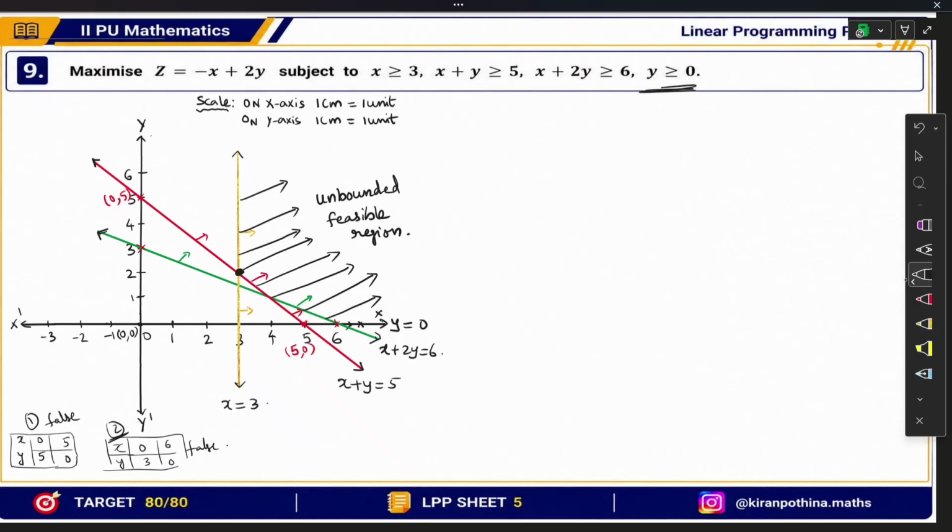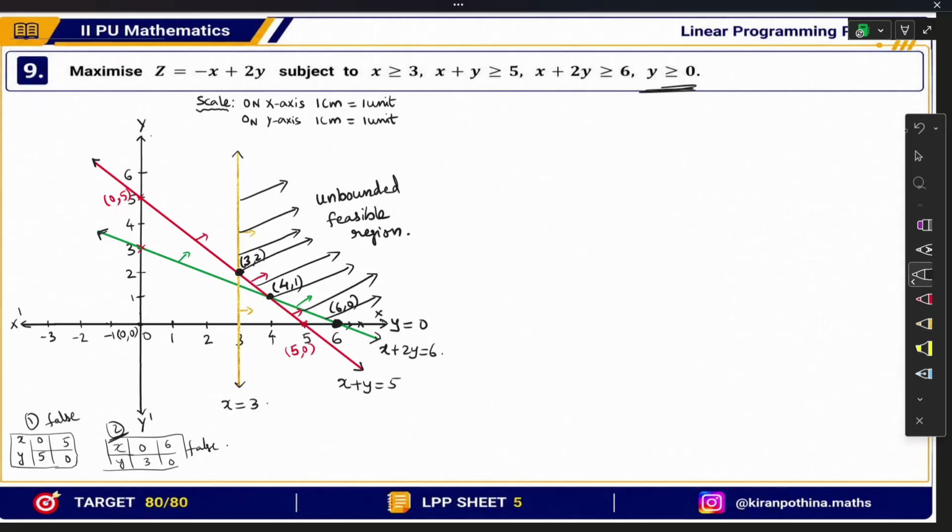So this is one point, this is another corner point, and this is another corner point. If you observe, we got three corner points, and I will mention those. What is this point? This point is 3 comma 2. What about this one? This is 4 comma 1. And what about this one? This is 6 comma 0. Now we got three corner points, so these three corner points I will substitute in the objective function.